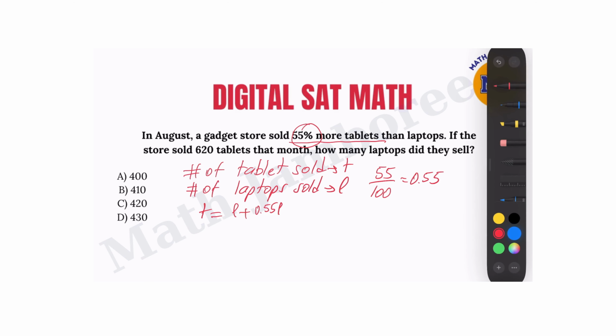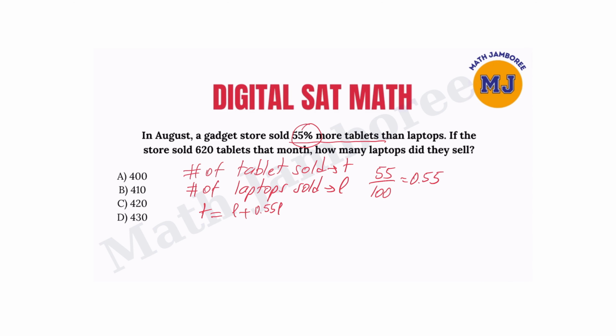For the rest of the problem, I would like to use a different color pen. In this case, the number of tablets they sold is given: 620 is equal to L plus 0.55L, which makes 1.55L. So to get L, we need to divide both sides by 1.55.